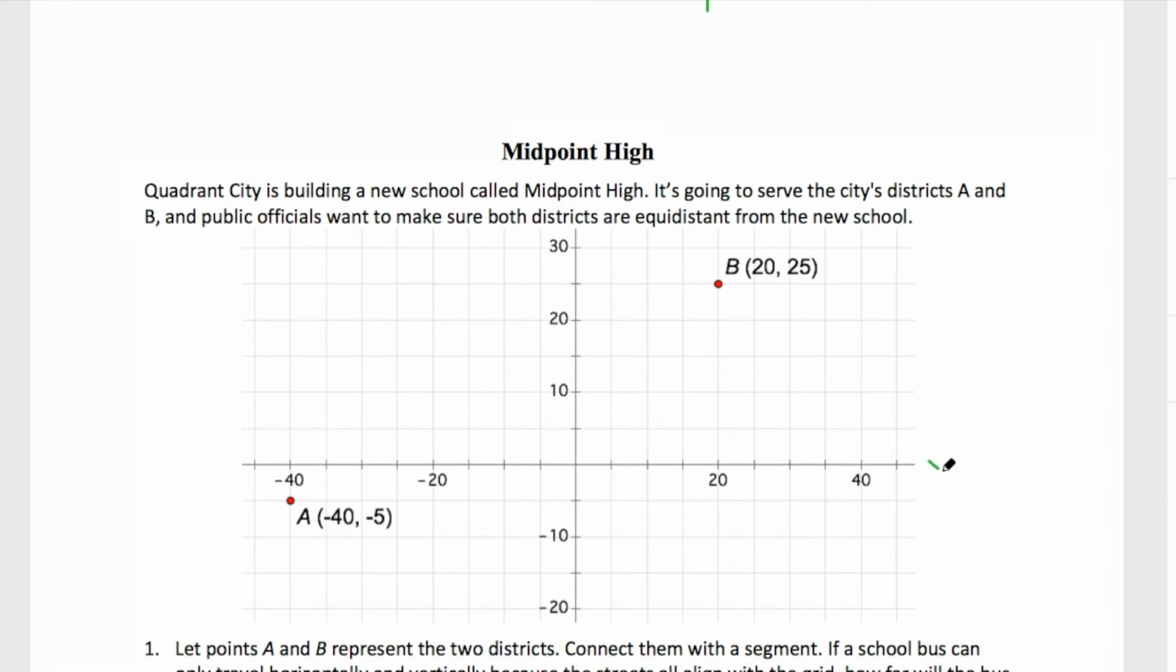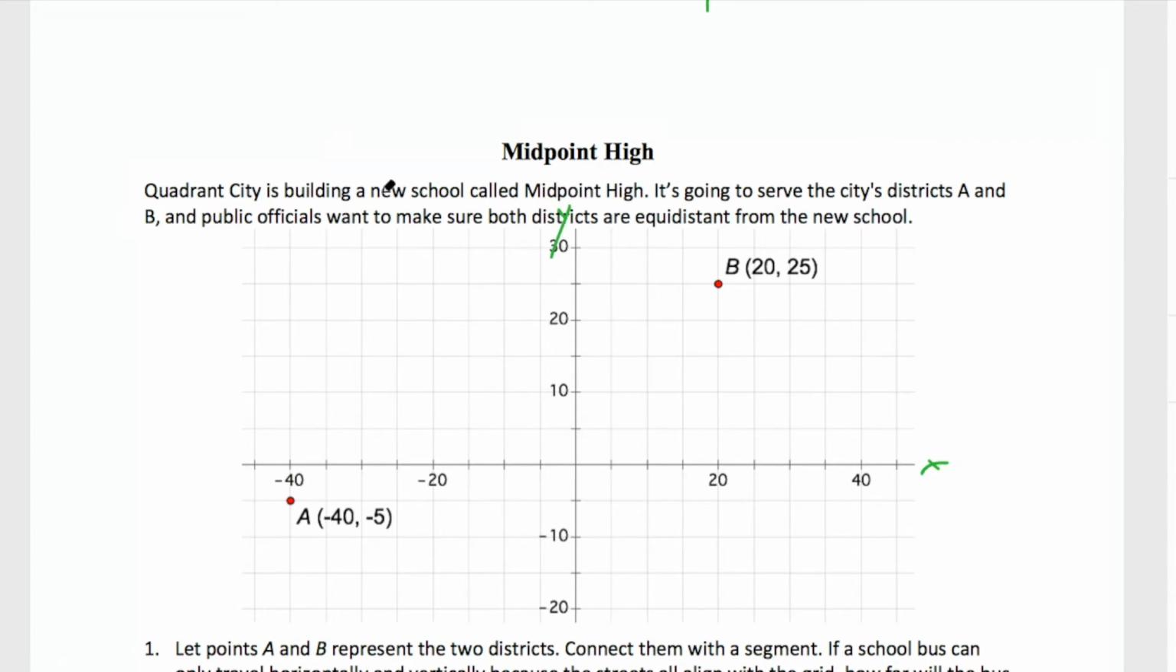Anyways, of course, we're in coordinate geometry, so you got your axes, and they divide the plane into 4 quadrants. But anyways, it's building a new school called Midpoint High. It's going to serve as the city's districts A and B. And public officials want to make sure that both districts are equidistant from the new school. Okay, so I think you have an idea.